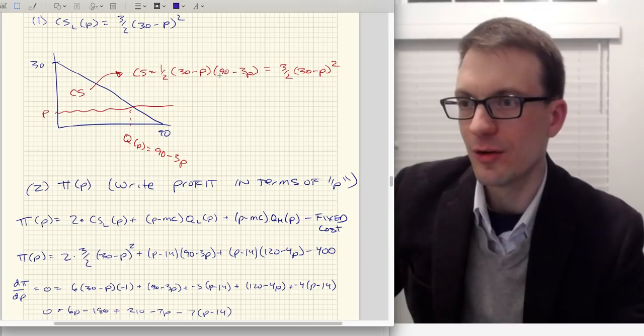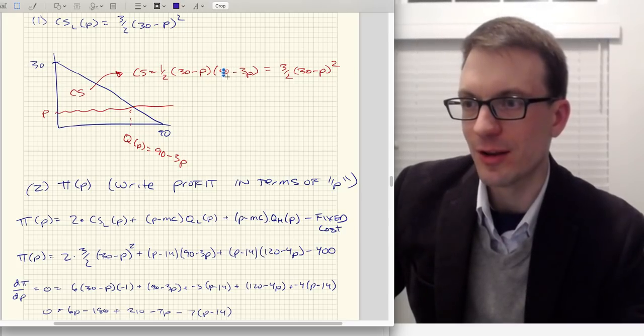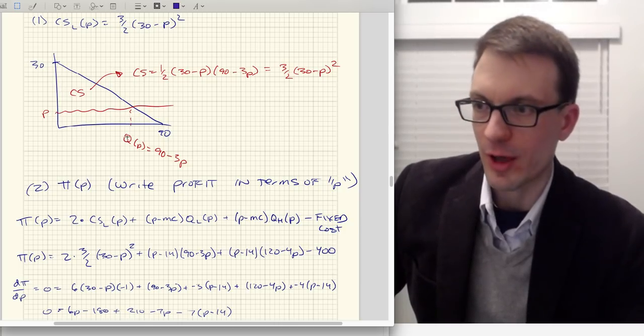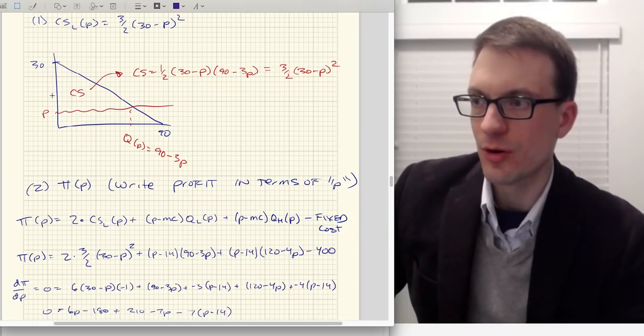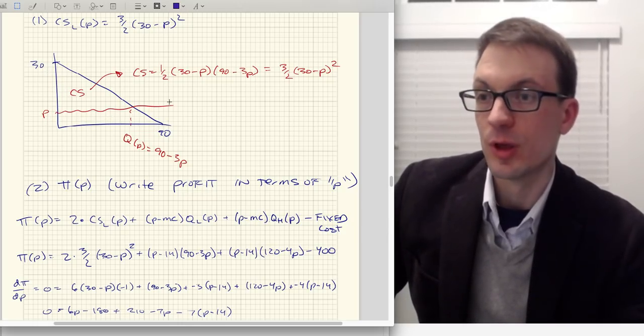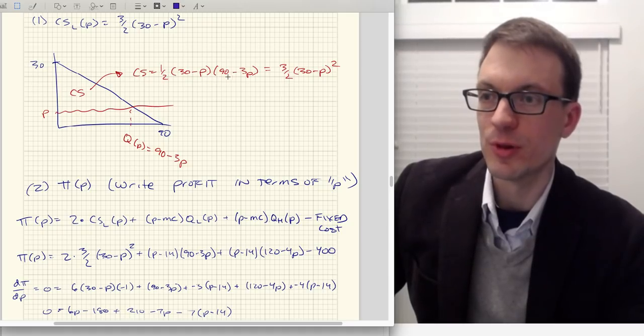And then right here, I know what this is. This is just my demand. So that's going to be 90 minus 3P. That's this quantity right here. And as we raise P, quantity is going to shrink by the law of demand, or as we shrink P, quantity is going to rise by the law of demand. Great. So here's consumer surplus now as a function of price alone.